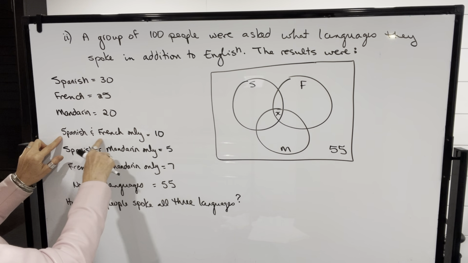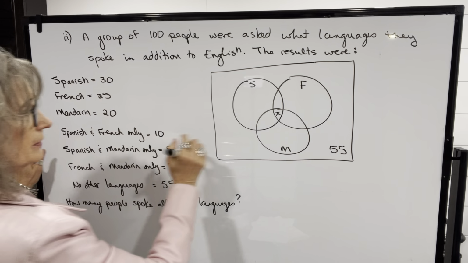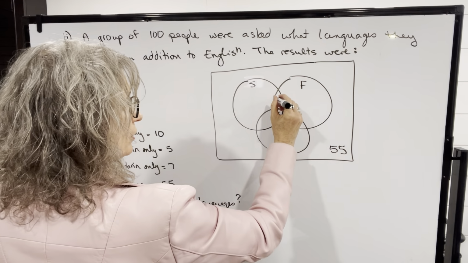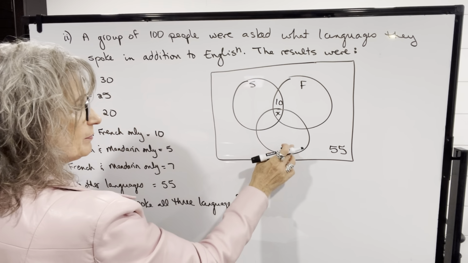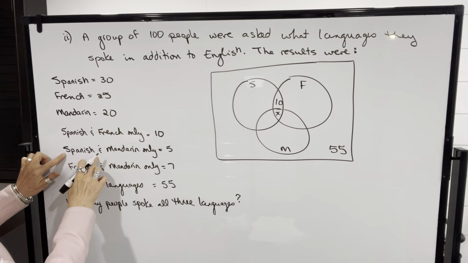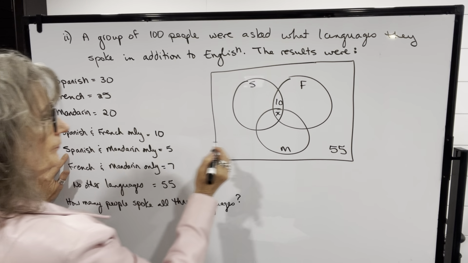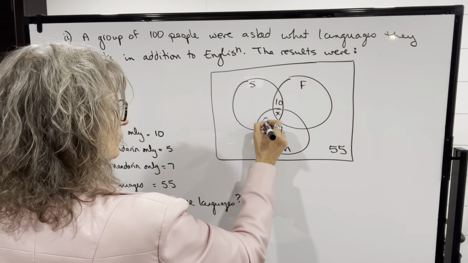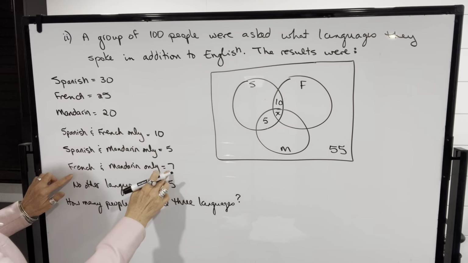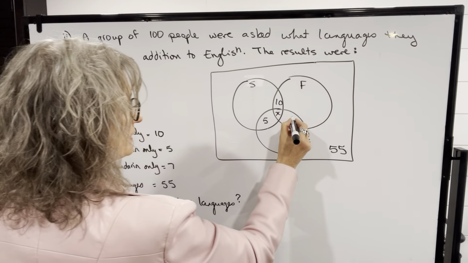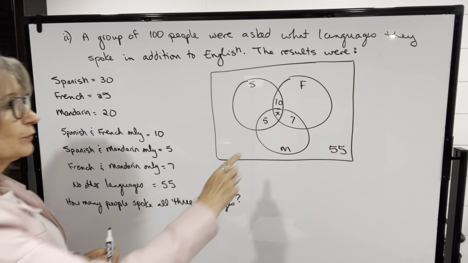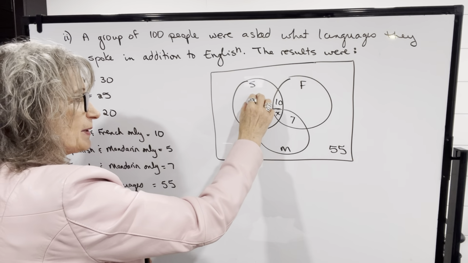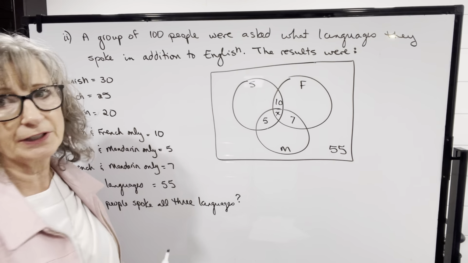The number that spoke Spanish and French only was 10. So that meant this part of the intersection is 10. It doesn't include the ones that also speak Mandarin. The ones that spoke Spanish and Mandarin only would be 5. That would go here. And similarly, French and Mandarin only is 7. Because we don't know X, we can't find Spanish only, French only, and Mandarin only.